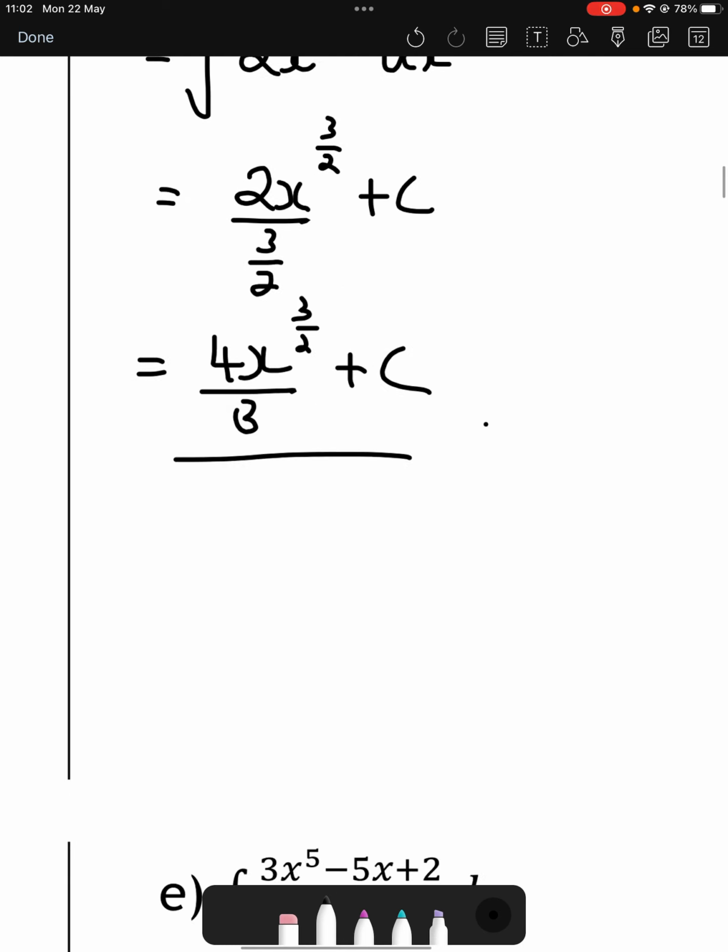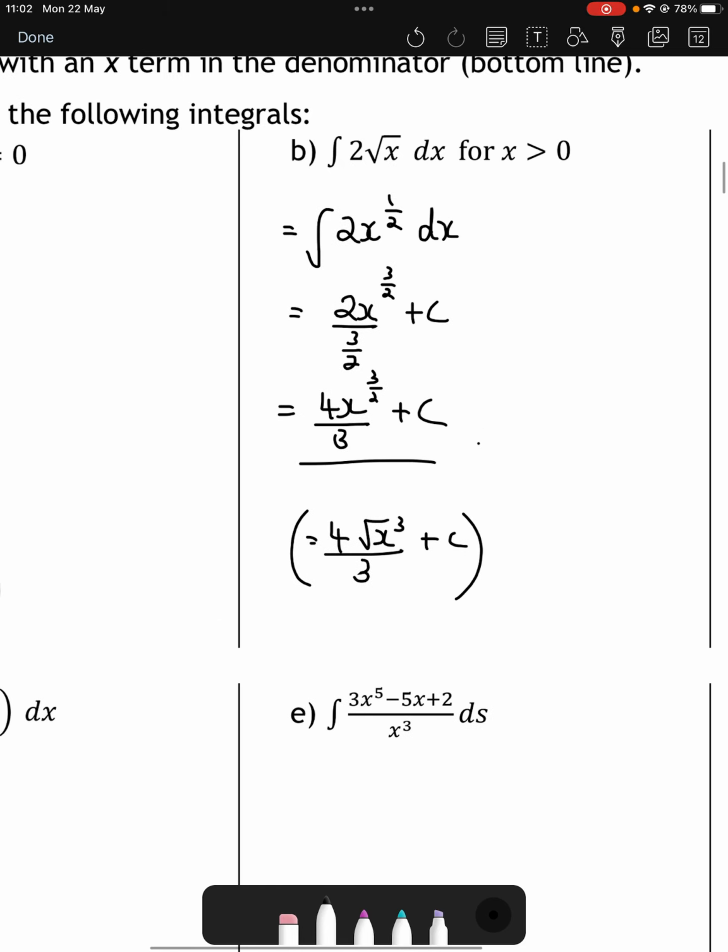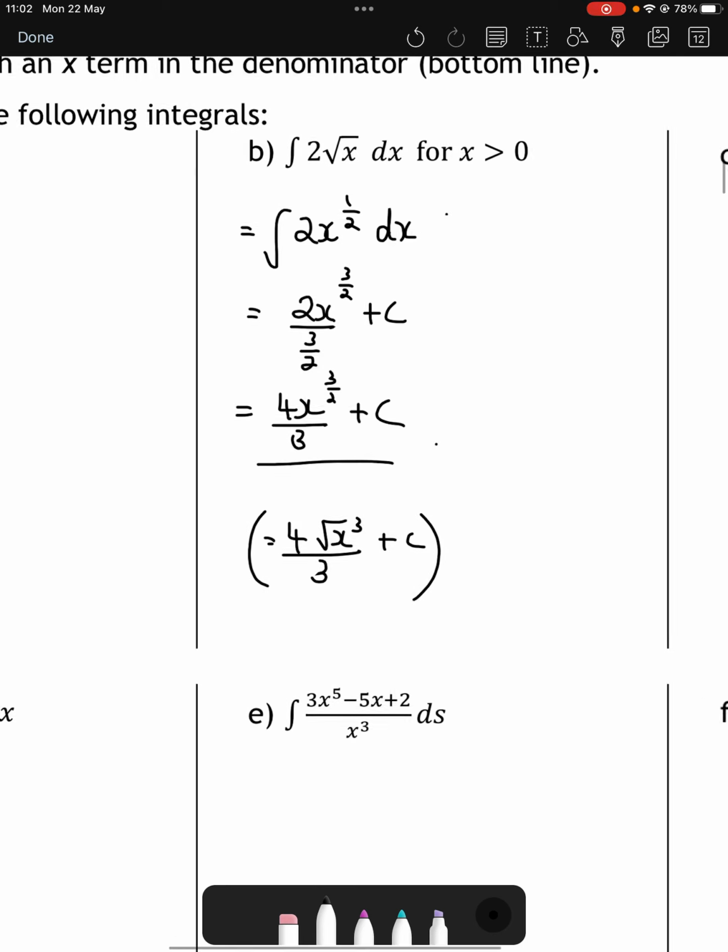Again, fine. If you needed to, use your index rules to go back the way. Okay, so again, key is I've not integrated it at that first stage. I put it into a form that I can integrate. Then you apply your rules for integration.